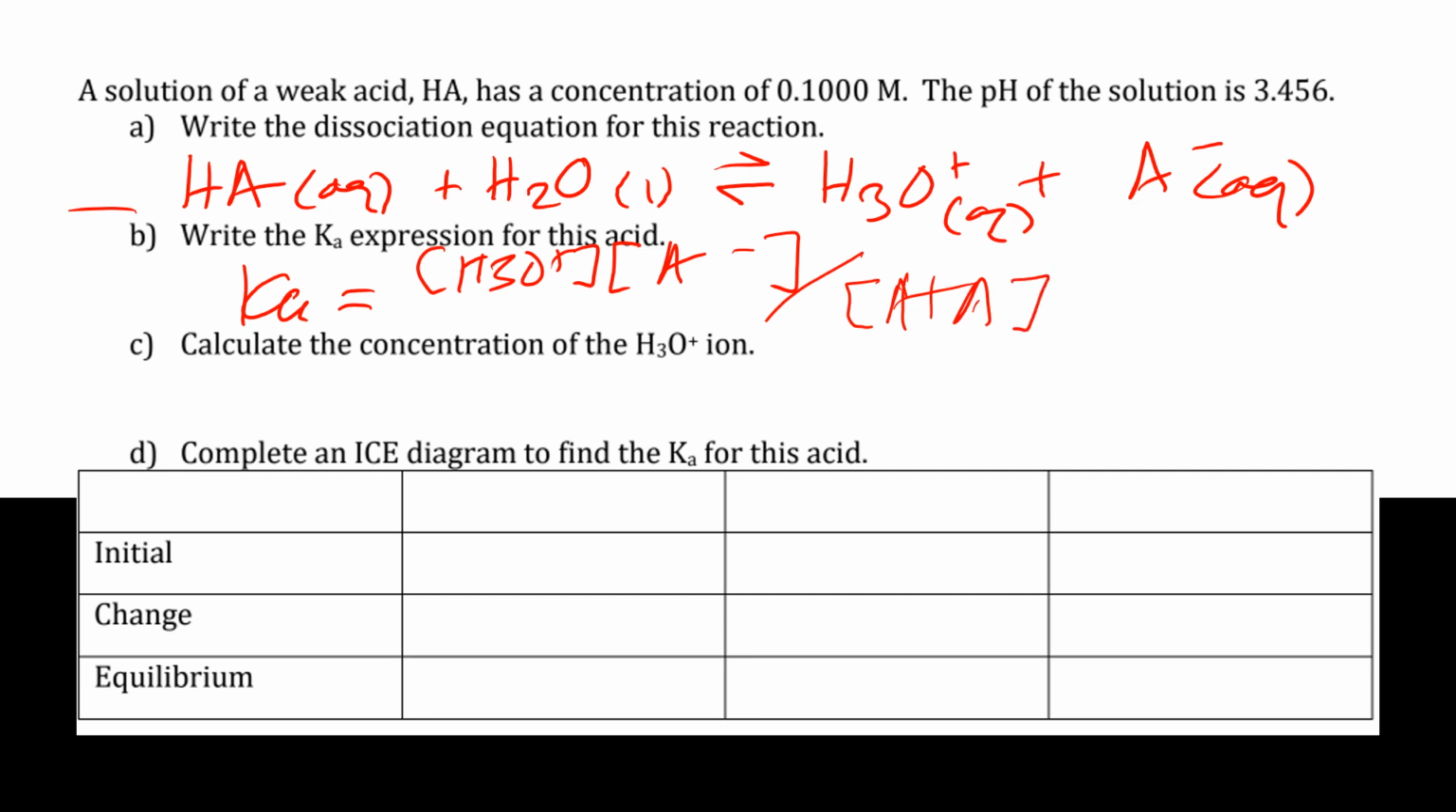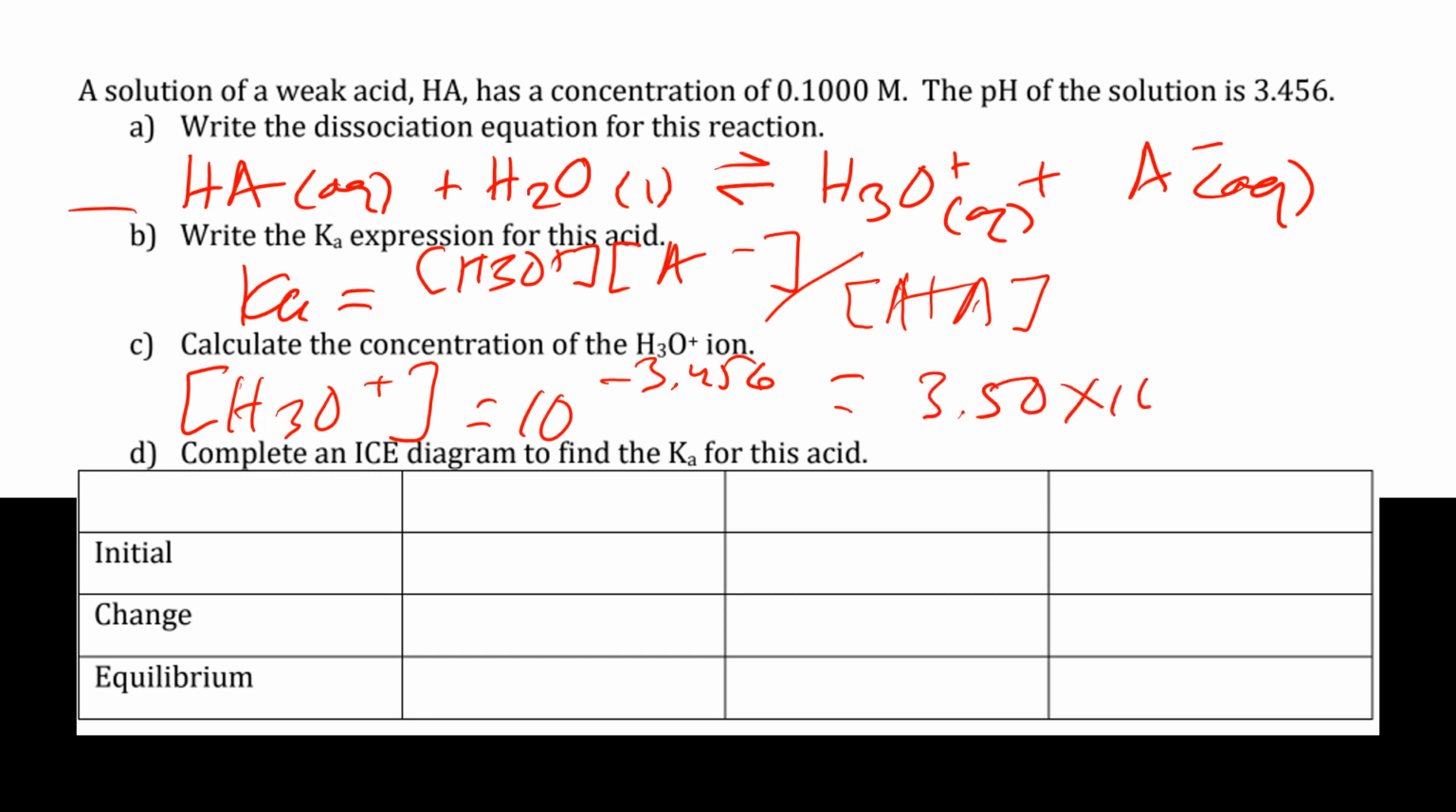So calculate the concentration of the hydronium ion. So to find out what that is, the weak acid is 0.1000 molar. The pH of the solution is 3.456 in the end. So you can define the hydronium concentration. You are going to take 10 to the negative 3.456. So it's 3.50 times 10 to the negative 4 molar.